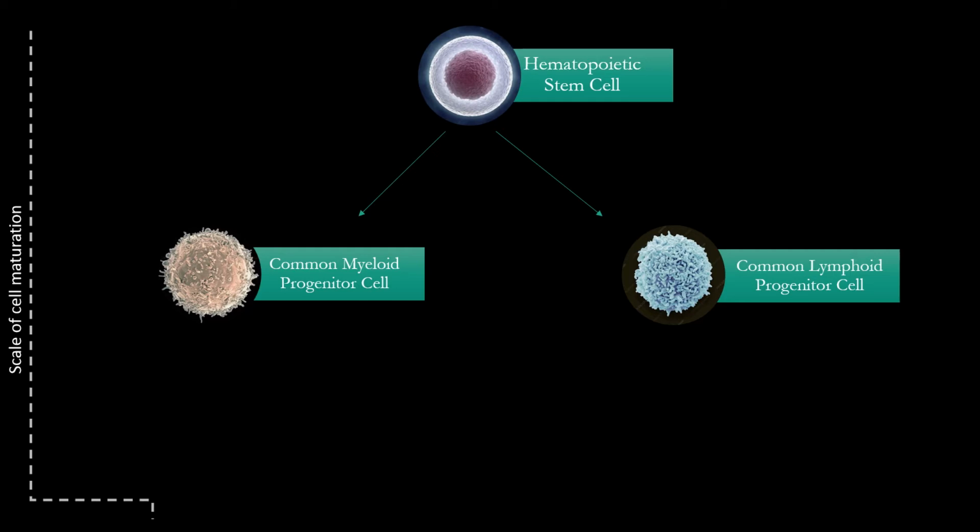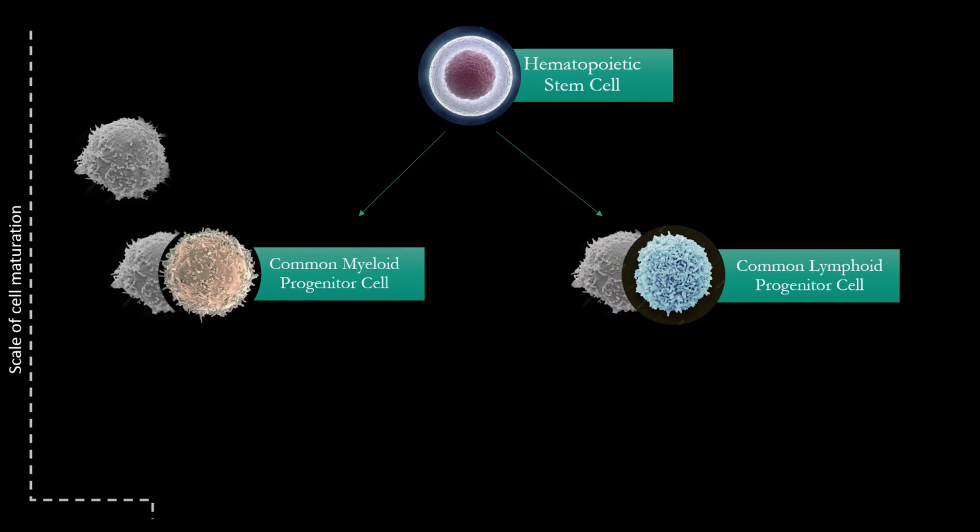So when does the problem begin? Well, sometimes the hematopoietic stem cells give rise to an abnormal, kind of weird, immature blast cell that does not function well. This weird cell is stuck in the immature stage and can happen at any point in the scale of maturation.